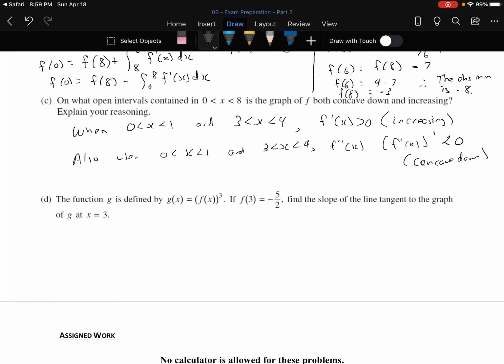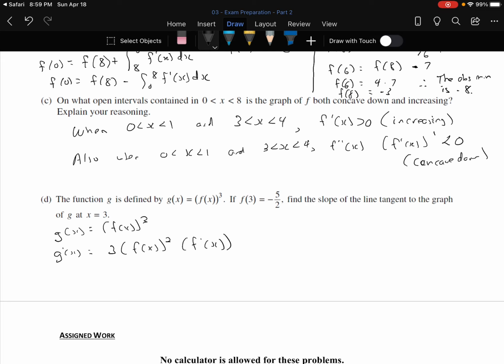The last one I'll call the easy question, even though algebraically it's really difficult. It says the function g is defined by g at x equals f at x cubed, if f at 3 is negative 5/2. Find the slope of the line tangent to the graph of g at x equals 3. So I've got g at x equal to f at x cubed. I want to find the derivative of this. So g prime at x is 3 f at x squared, little chain rule, times the derivative of f prime inside. There's the derivative of g.